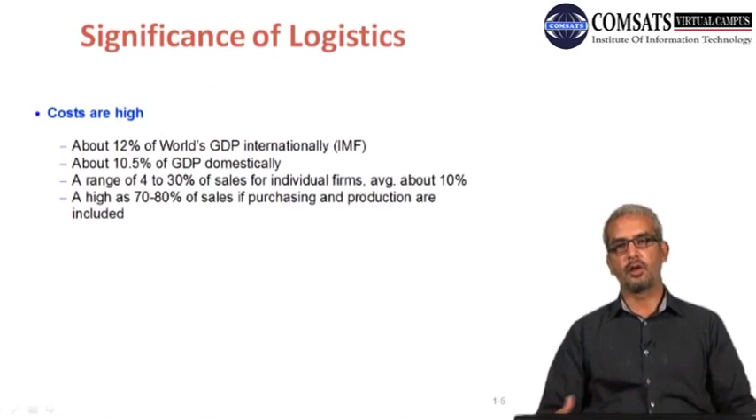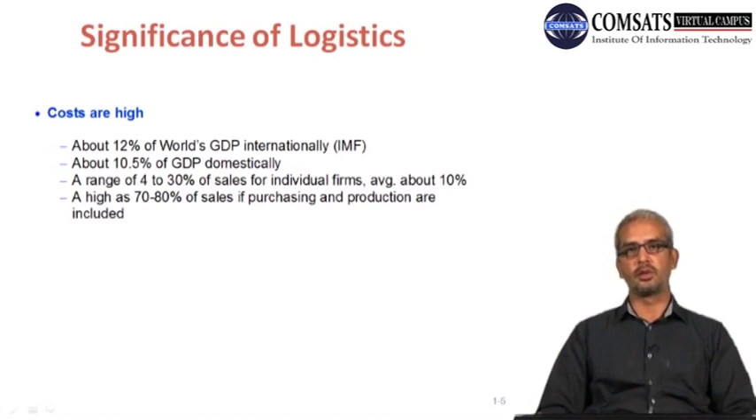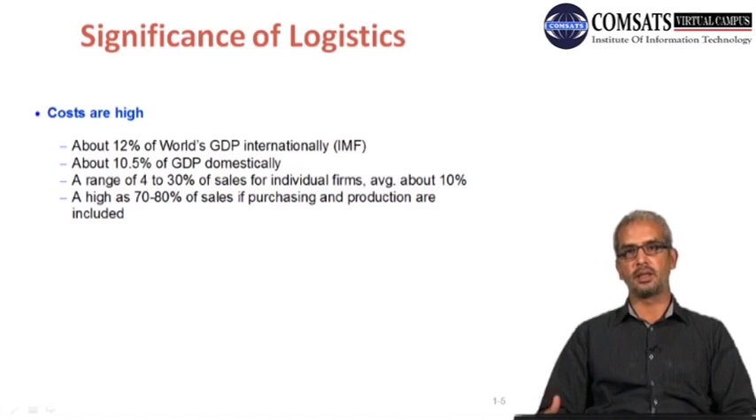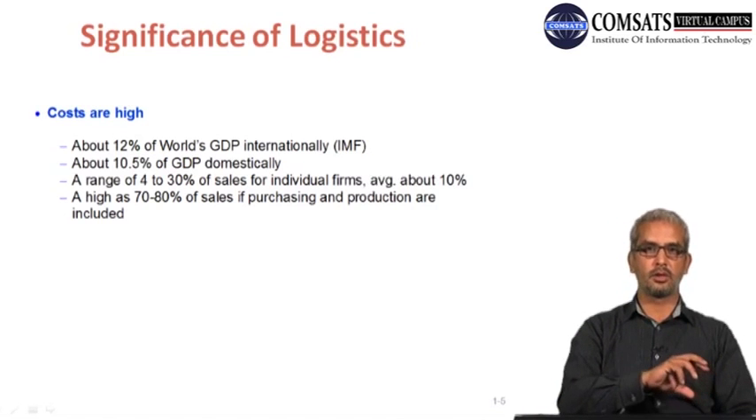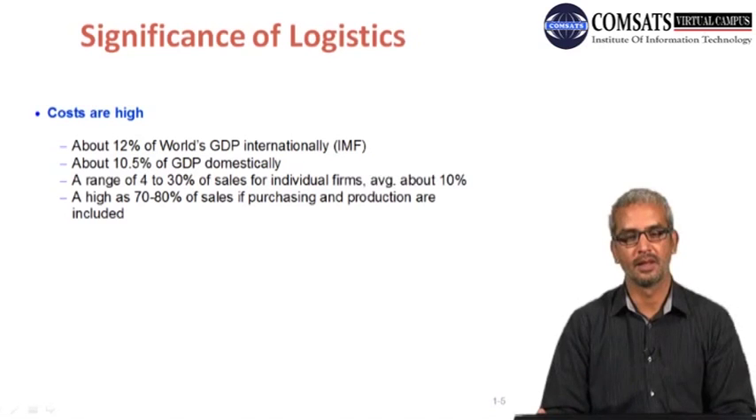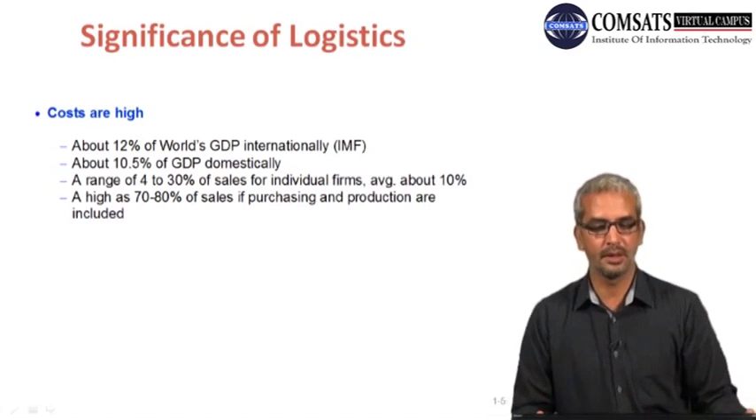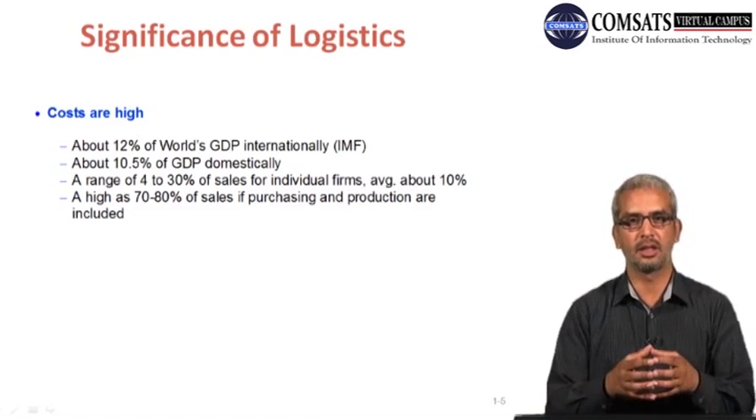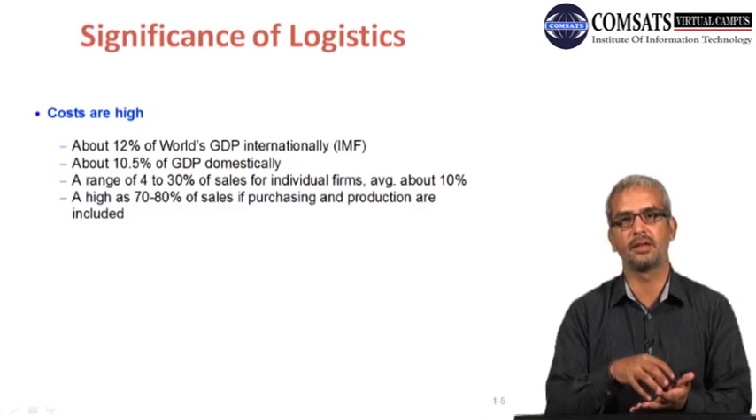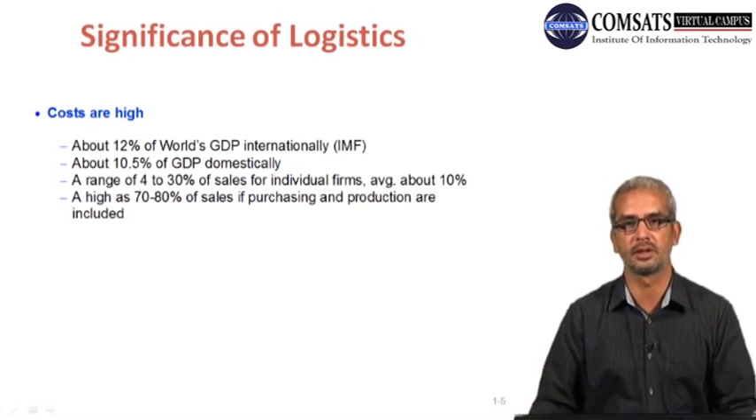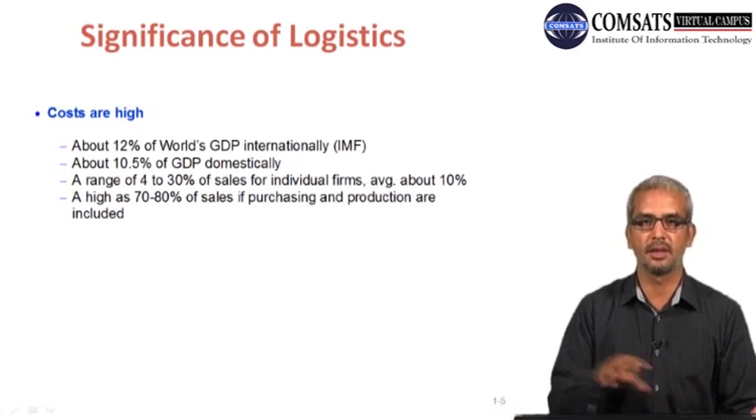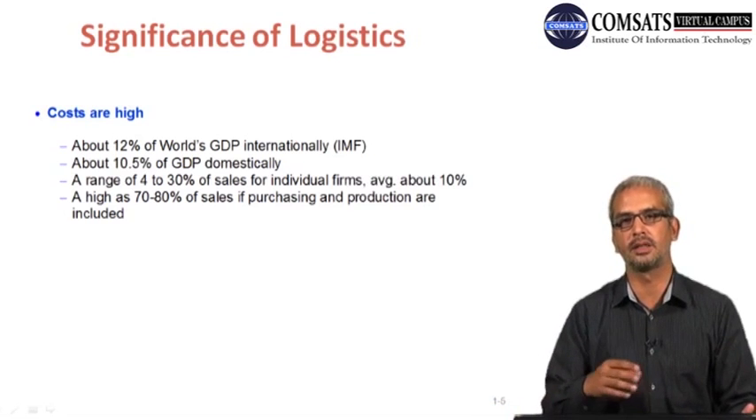Now, what is the importance of the whole logistics process? The main important aspect is that about 12% of the world's GDP internationally was based on the cost, and similarly, about 10.5% of the GDP of the USA was the cost of logistics. So the cost of logistics contributes a significant part of the total cost of producing goods and services. Once the good is produced, from raw material to the point where it is supplied, logistics is a major part of that. Since it is a very significant part, it is very important.